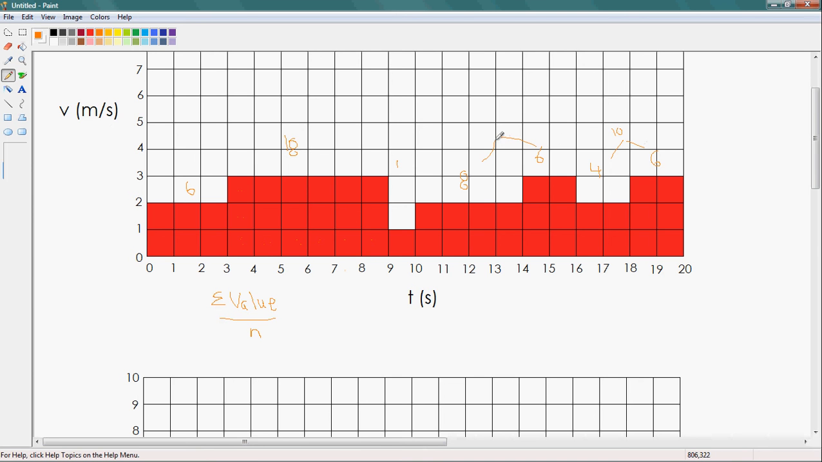10, 14, 19, I messed it up, 25, 24, and you'll see that when I add 25 and 24, I should get 49. And that would be all my velocities added up for each of these seconds. And how many seconds did I go for? I went for 20 seconds. And that will give me my average velocity in this case.